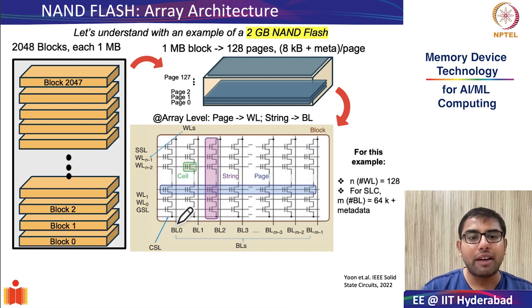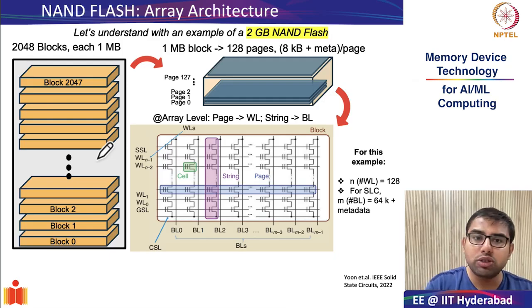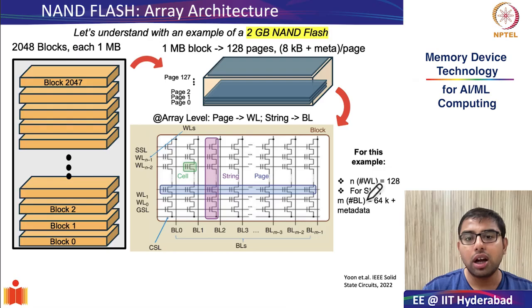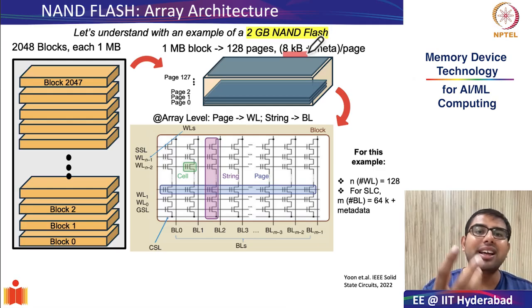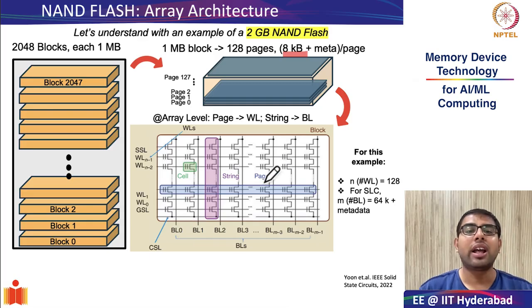In addition to having 128 word lines per block, there will also be several bit lines. So let's see how many bit lines will be there. If you consider a single level cell, the number of bit lines will be equal to the number of cells needed to store 8 KB of data. Therefore, as we know, 8 kilobytes of data is 64K cells, or 64,000 cells. So the number of bit lines will be 64,000 in this particular example.